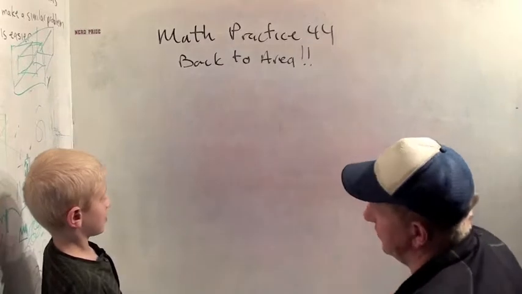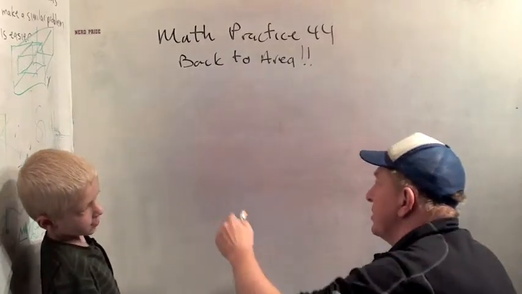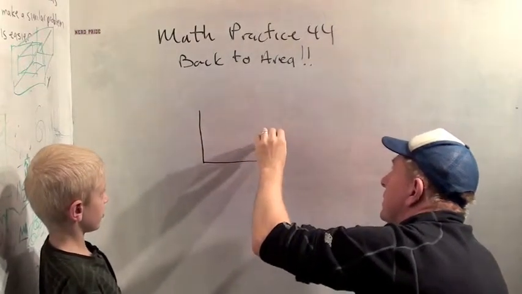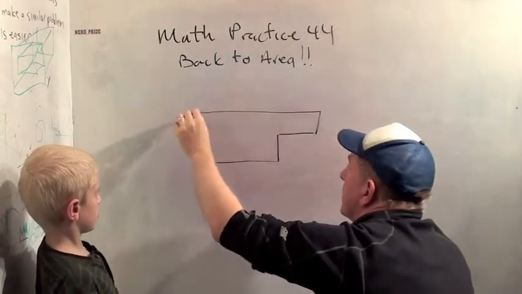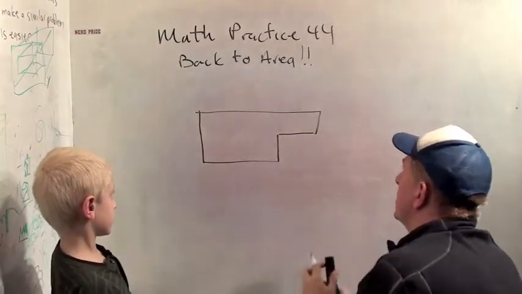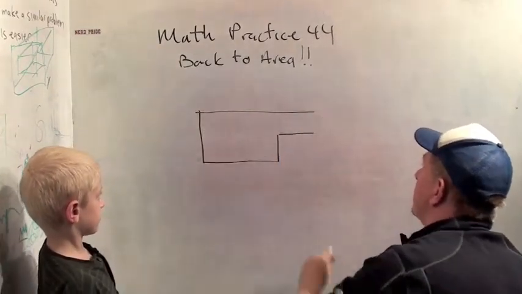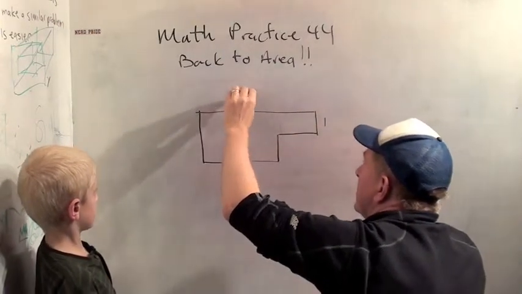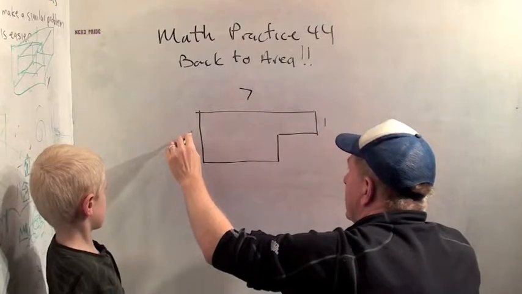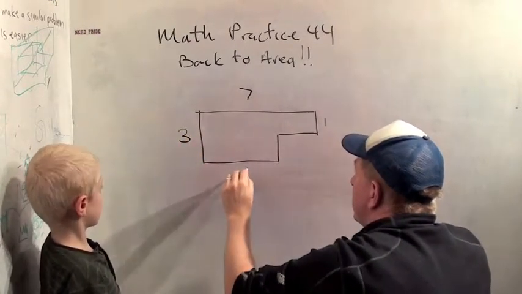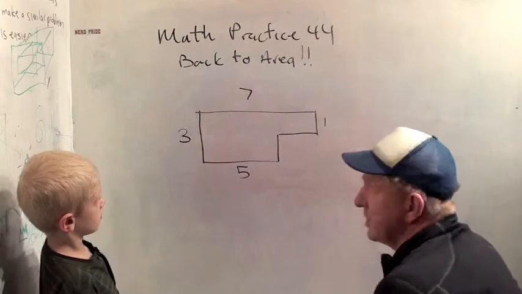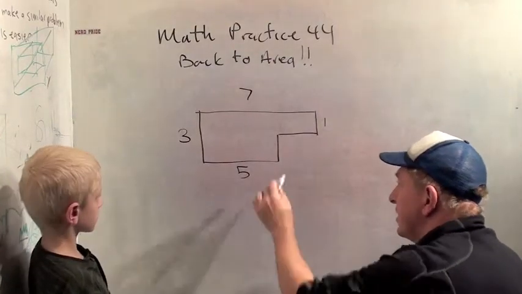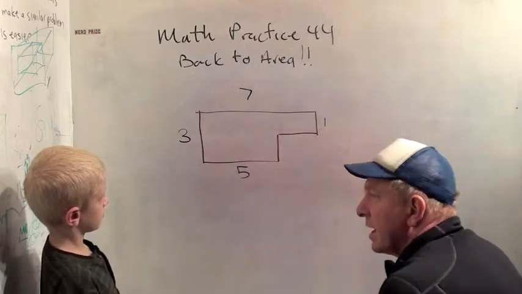Alright. Remember what a rectilinear shape is? It's like a rectangle, but it's missing a side. Let's look at a shape like this. This is supposed to be straight up and down here. This side is 1, it's 7 across, 3 tall, and this is 5. So we have a rectilinear shape here, and we're going to try to figure out the area. Now remember, rectilinear means all these angles are right angles.